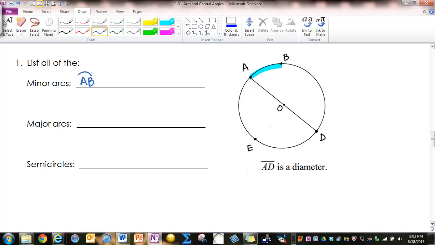Now if I go from A to B the long way around the circle, I will be getting its major arc. So in this major arc, I'm going to start with A again, end up at B, and here's my arc symbol, but major arcs need 3 letters. So I am going through E and D. I can pick either E or D to go in the middle of my arc. So I'm just going to pick E. So arc AEB is the green one that you see, which is a major arc.